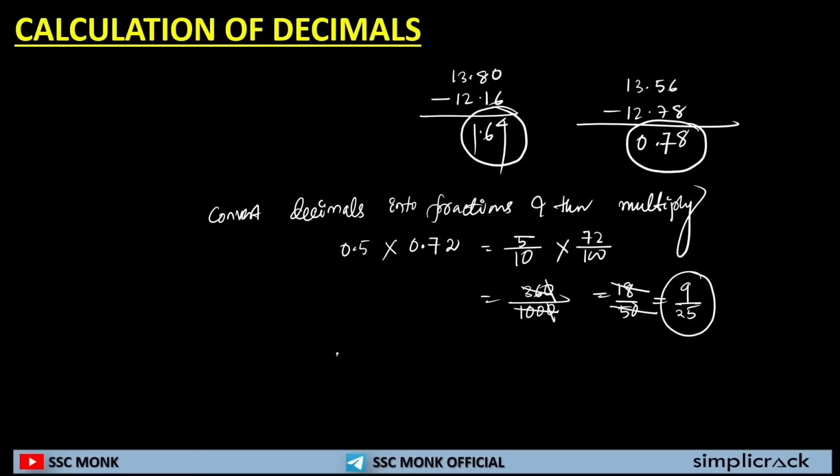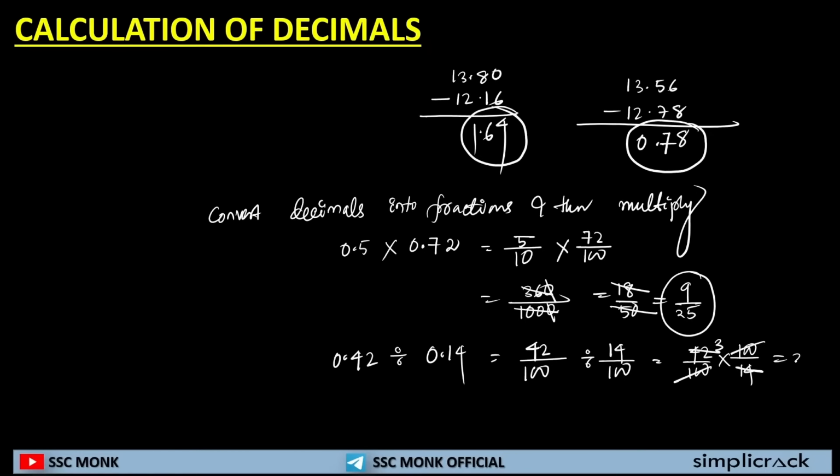Let's say I say 0.42 divided by 0.14. 0.42 can be written as 42 by, how many numbers are there? 2. 100. Divided by 14 by 100. So this can be written as 42 by 100 multiplied by 100 by 14. 100 100 gone. 14 3s are 42. Answer 3. So this is how you can do the calculation in terms of decimal. See, this is basics. Here I am trying to introduce you to the whole number system. So do not panic. That's what I'm saying.